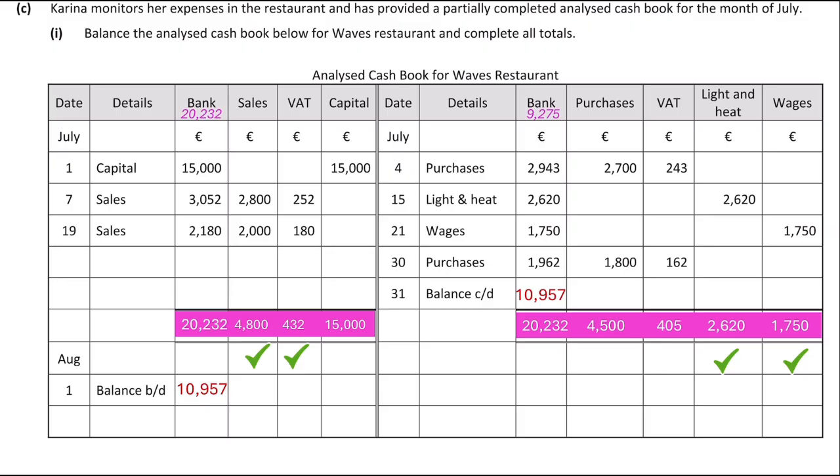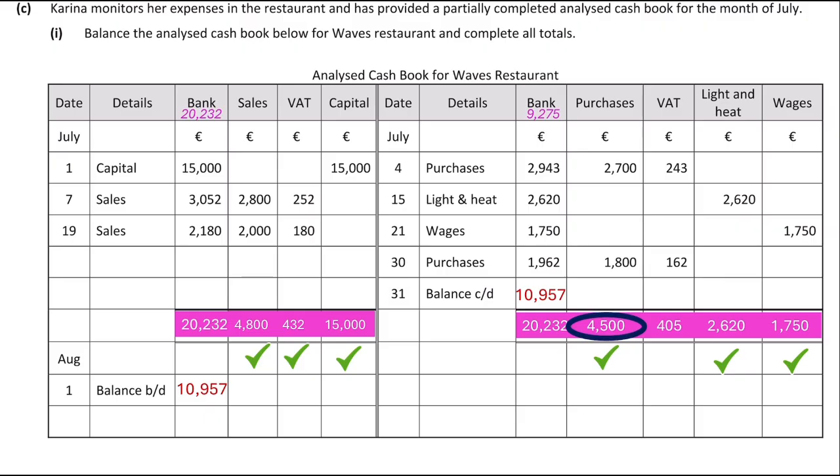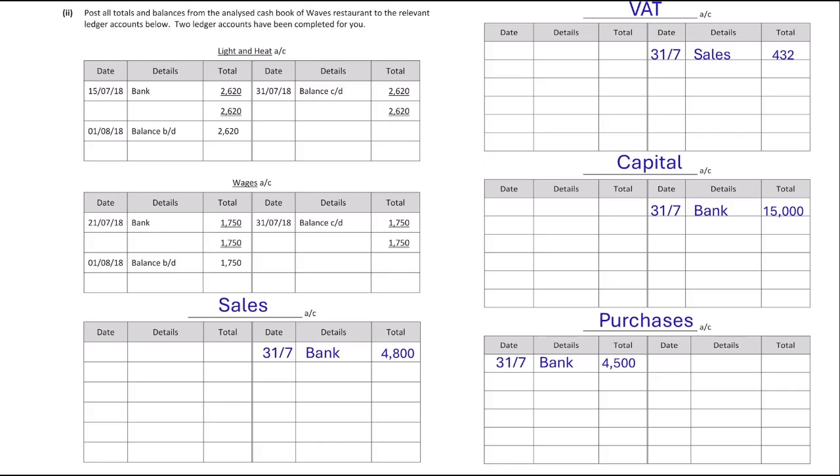Then we finish the left hand side with the capital account, €15,000. It is on the left hand side of the analysed cash book, so we will put it on the right hand side of the capital account in the T accounts. So 31st of the 7th, the details is bank and the total is 15,000. Then we can move over to the right hand side. We've got the purchases, 4,500, and we will put that on the left hand side of the purchases T account. So 31st of the 7th, bank, 4,500.